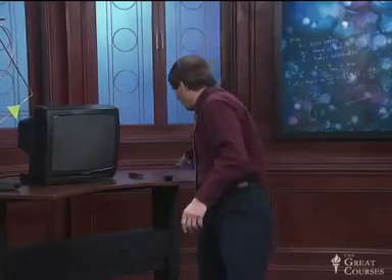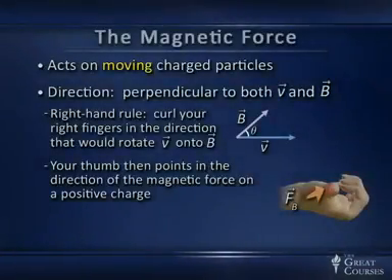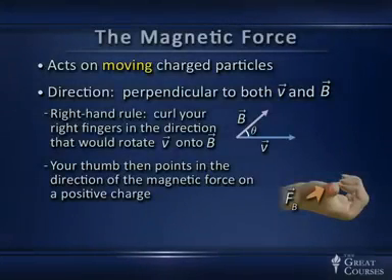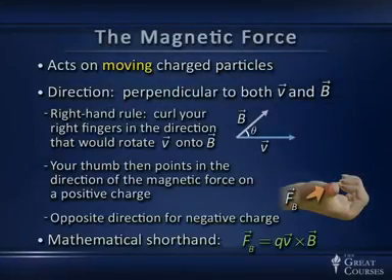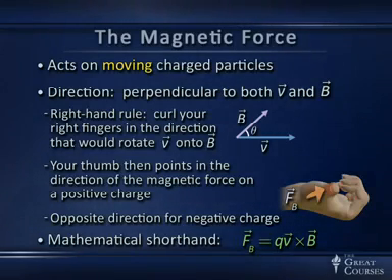Now, be a little bit careful. Because the magnetic force involves the charge Q, that direction that your thumb points is the direction the magnetic force would be on a positive charge. The minus sign of a negative charge means the direction would be opposite for the opposite kind of charge. So that is how we actually calculate the magnetic force on a moving charged particle.